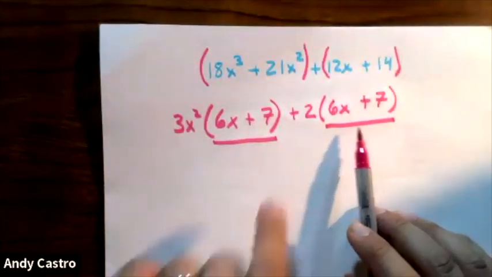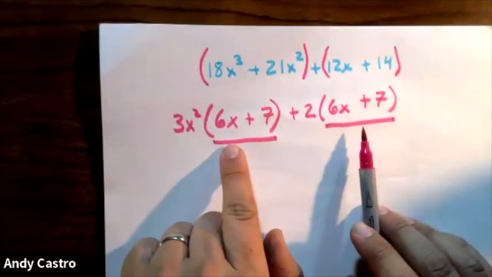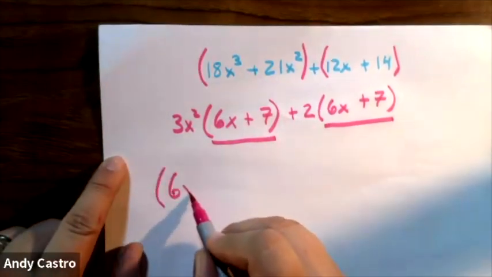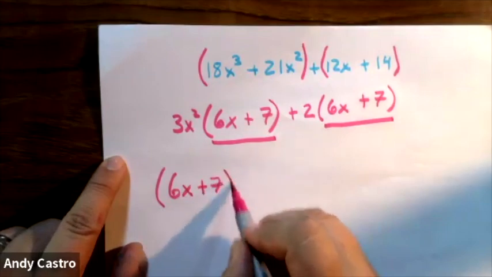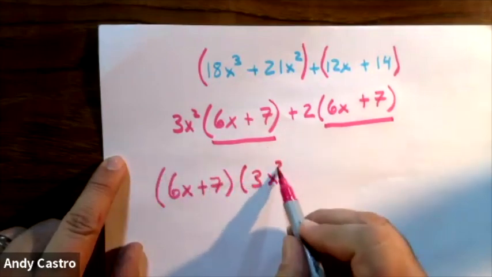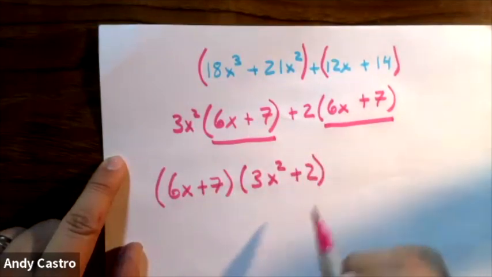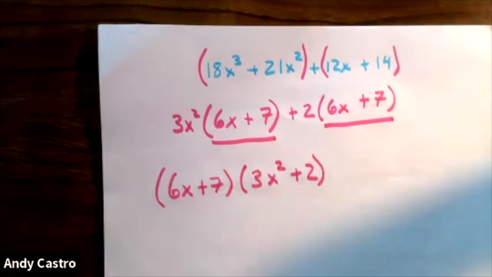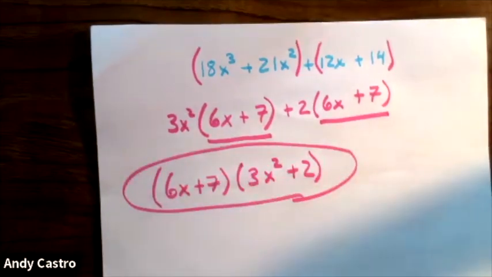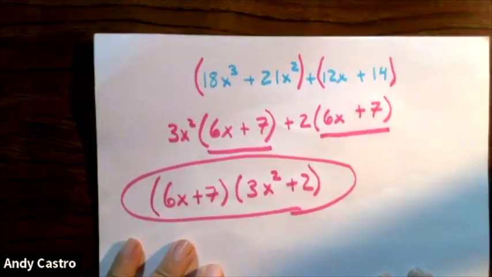All right, so we have two identical things in parentheses, the quantity 6x plus 7. So I'll pull that out. Here is 6x plus 7, and then I'm left with 3x squared plus 2. Very good.